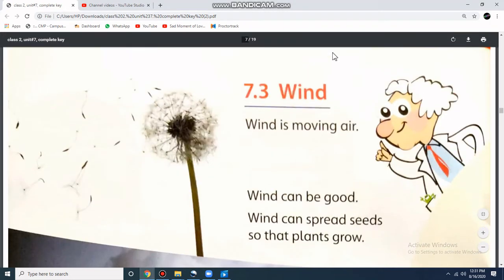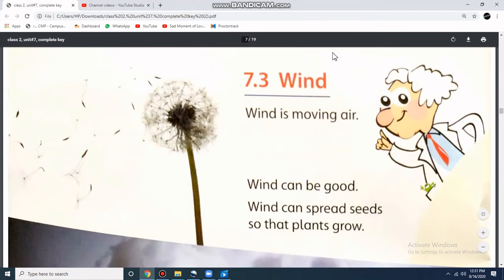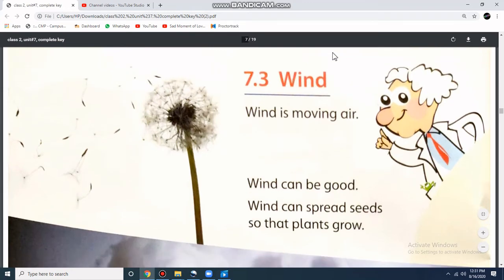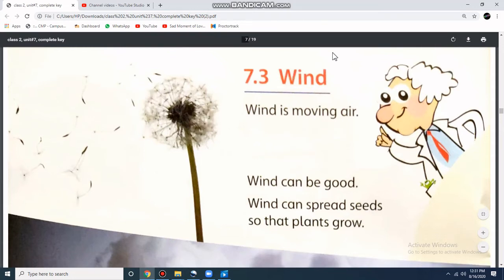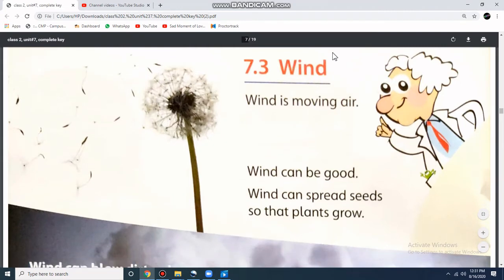So next is wind. We studied about water. Yes, we studied about water. We studied about weather, and now the turn is wind. 7.3. Wind is moving air. What is wind? Wind is moving air. Wind can be good and wind can be bad. Let's study about the good things.